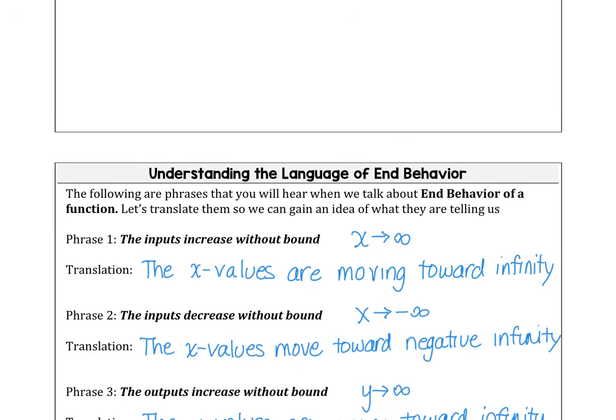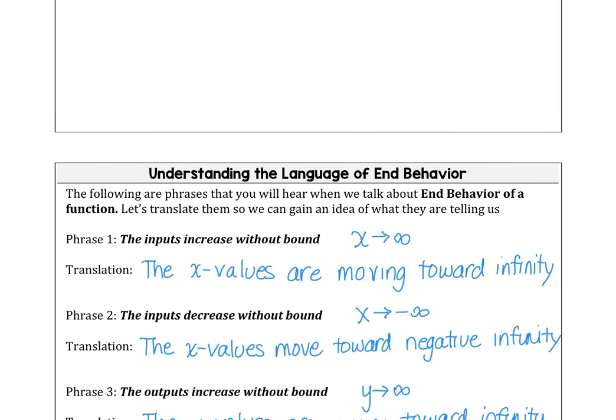To save us time, I've already written out the translations of these statements in this next example, understanding the language and the behavior. So phrase 1 says the inputs increase without bound. X is the inputs, and when I see that expression, x increases to infinity, that's the words increases without bound. You can translate that to say the x values are moving toward positive infinity.